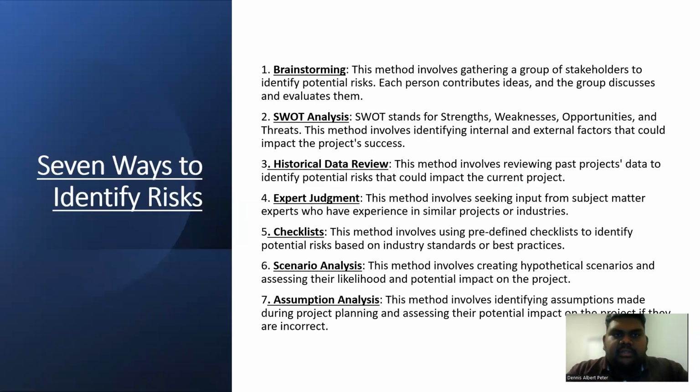Coming to the 7 ways of identifying risk. The first way is brainstorming. Brainstorming involves a group of people, teammates or employees or stakeholders, gathering and forming a group discussion, identifying what potential risks are involved in the project.